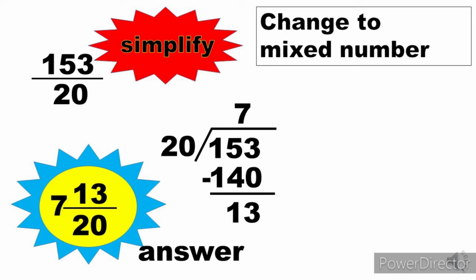And then, gawing mixed number. So, yung quotient na 7, yun yung whole number. Yung 30 na remainder, yun yung numerator. And 20 is the denominator.